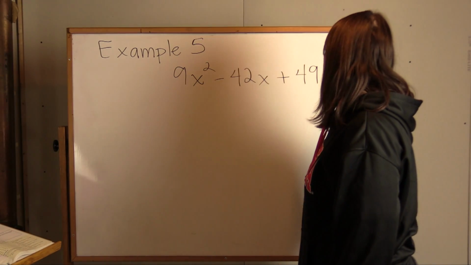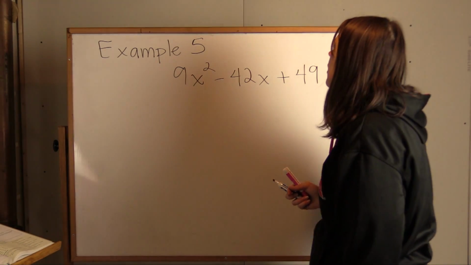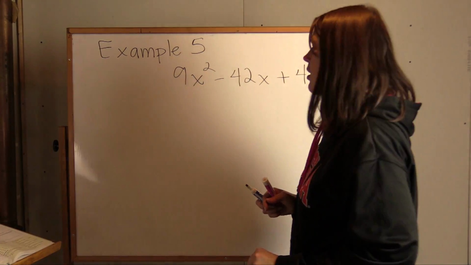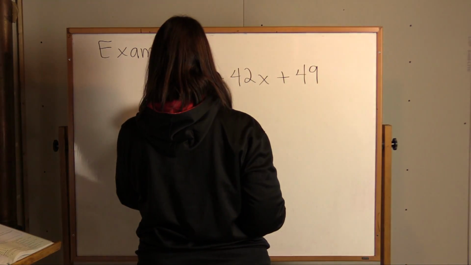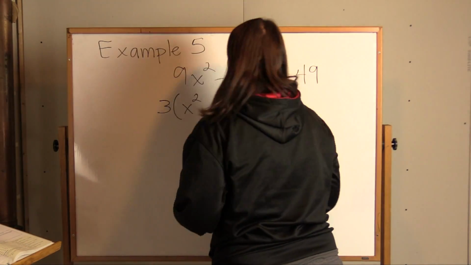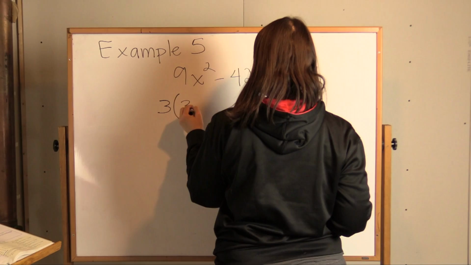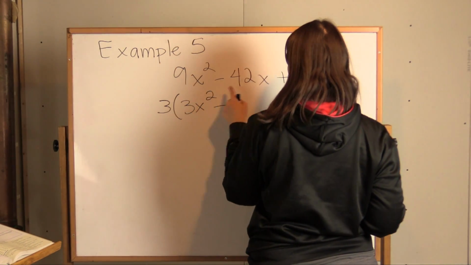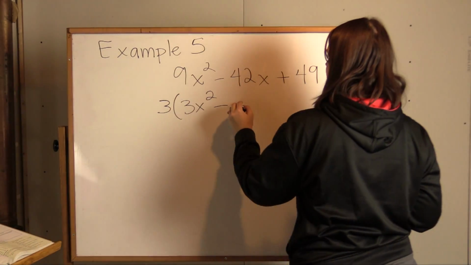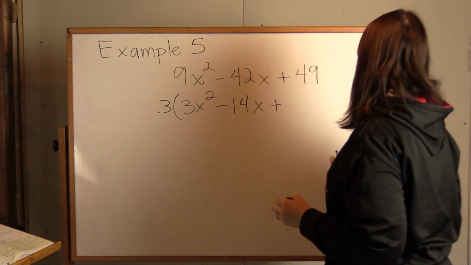So let's take a look at, obviously, the variables. This one doesn't have one, so we can't do anything to that. The next one is the coefficients. So I notice that they all have a 3 in common. So I'm going to factor out 3. I have an x squared. Sorry, I didn't write the leftover coefficient. So 9 divided by 3 is 3, and then I have x squared minus 42 divided by 3. So that's 14. The x remains, plus 49 divided by 3.